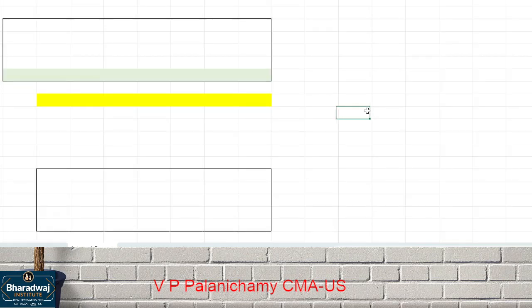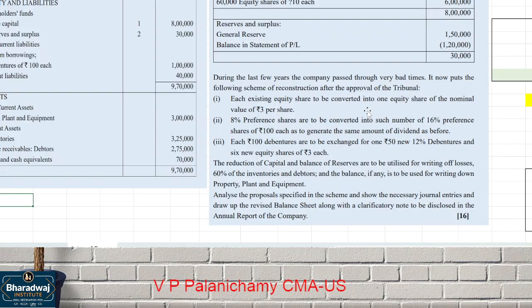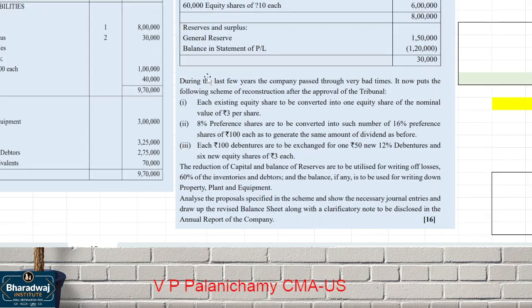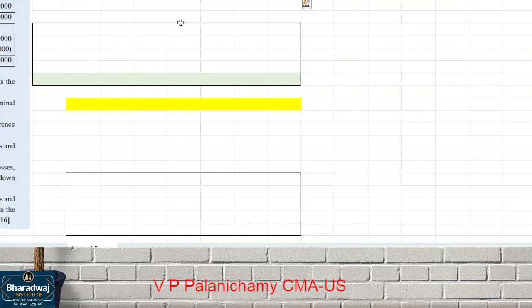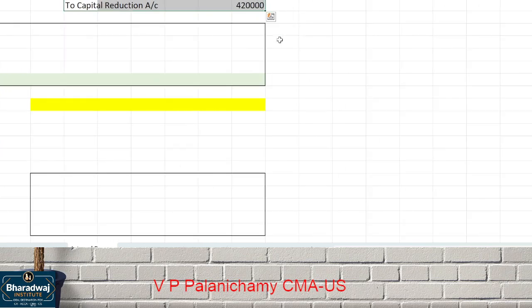We'll check first up to which one? Capital reduction. First, equity shares: 10 each is converted into 3 each. So what entry will we pass? Equity share capital 10 each account, to equity share capital 3 each, to which account? Capital reduction account. Otherwise you can pass a direct entry also: equity share capital account to which account? Capital reduction account.